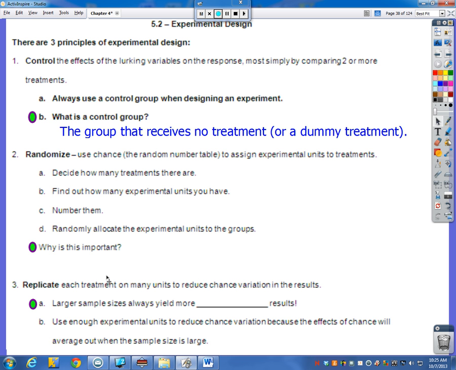And then it's always nice to replicate each treatment on many units. You wouldn't just want to use a treatment on one individual randomly, but it really helps to have many individuals get that same treatment. And the most important part of that was that larger sample sizes will always yield more accurate results. Okay, so again, you don't just want to stick with sample sizes of 1 or 5, depending on exactly what you're dealing with. But the larger the sample size, the better. It'll help reduce chance, variation, and error.